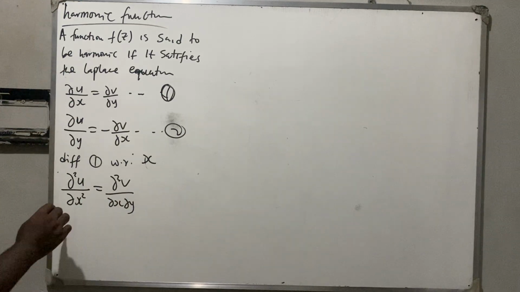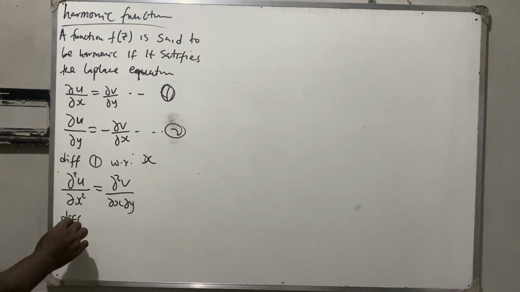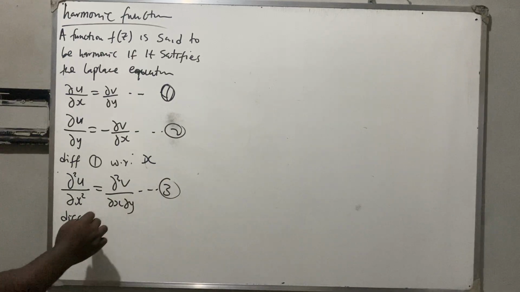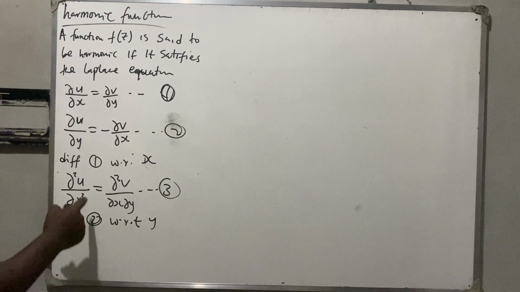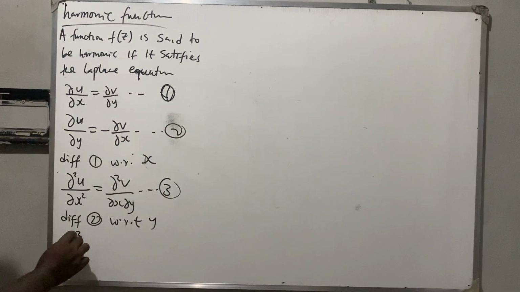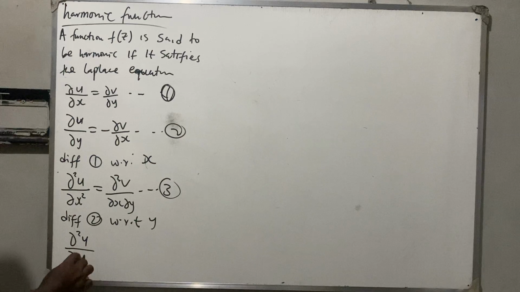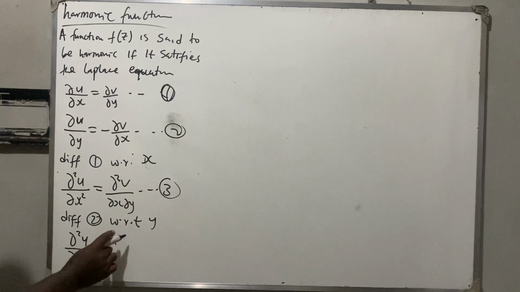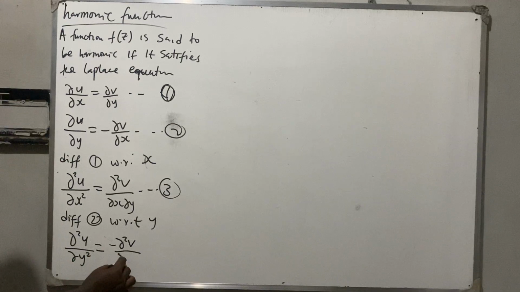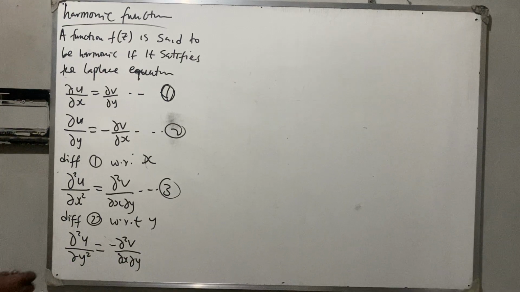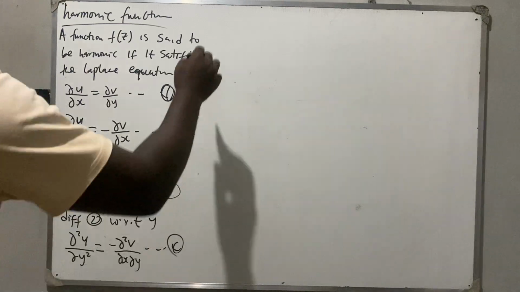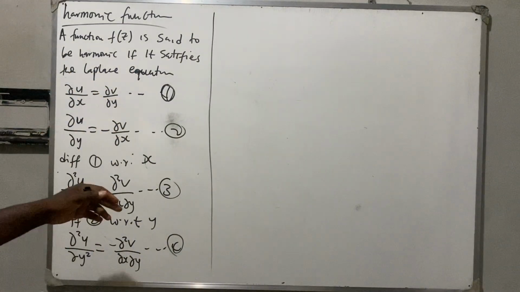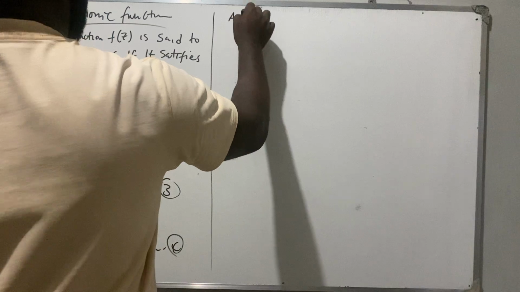Okay, so now let me call this equation 3. We are going to differentiate equation 2 with respect to y to have partial squared u over partial y squared is equal to negative of partial squared v over partial x partial y. Let me call this equation 4. So we're going to add equation 3 and 4 to see our result.